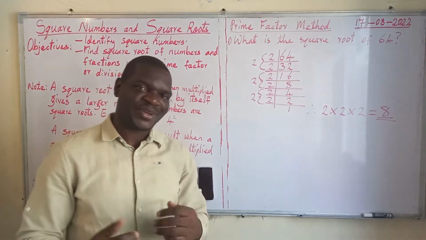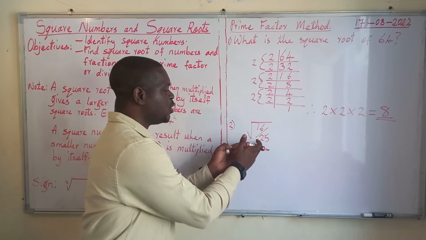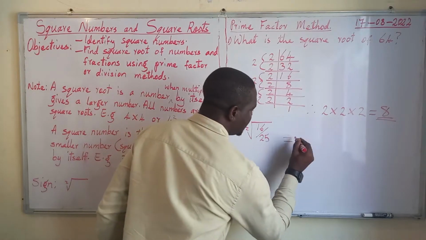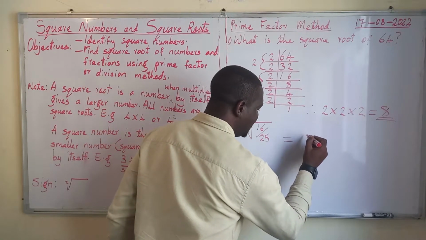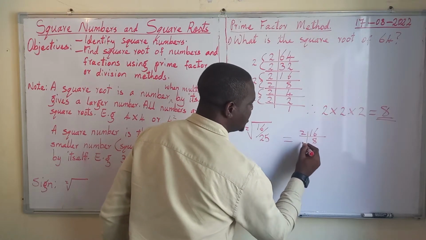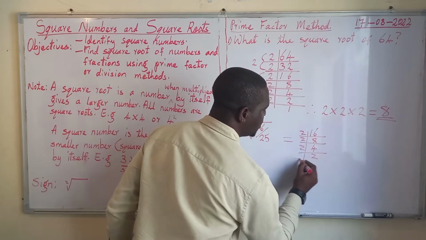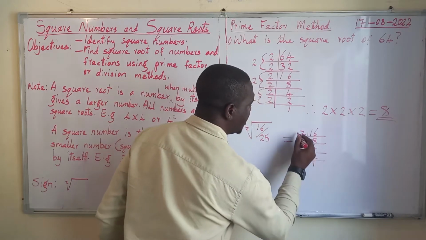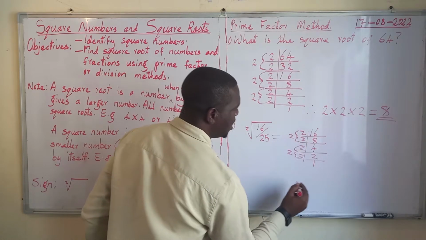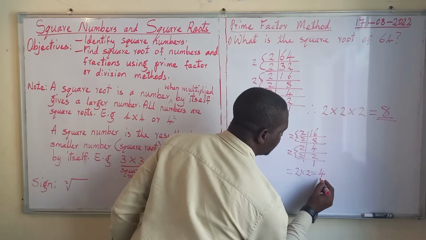Let's go to the second example. What does this mean? It simply means what is the square root of 16 over 25? What do we do in this question? The first thing is to find the square root of 16 separately. 16, we use 2. 2 divides 16, 8. Next is 2 divides 8, 4. Next is 2 divides 4, 2. Next is 2 divides 2, 1. And we pair this up. Take 1 from each, 2 from here, 2 from here. And our answer will be equal to 2 times 2, which is equal to 4. Take note.